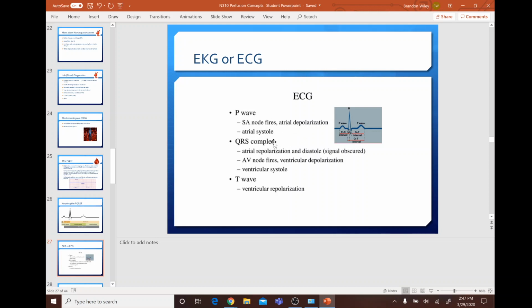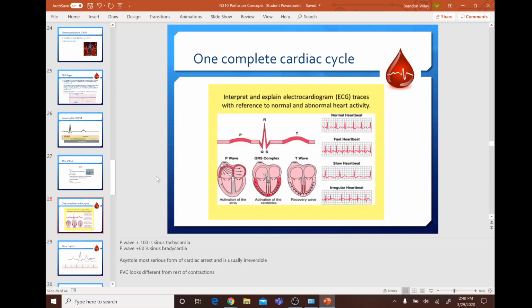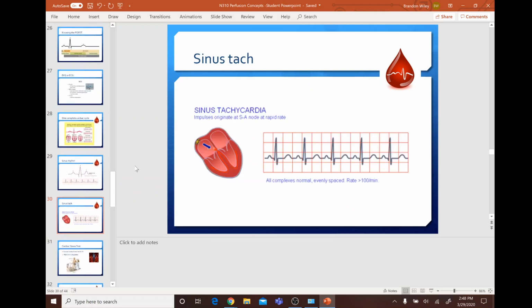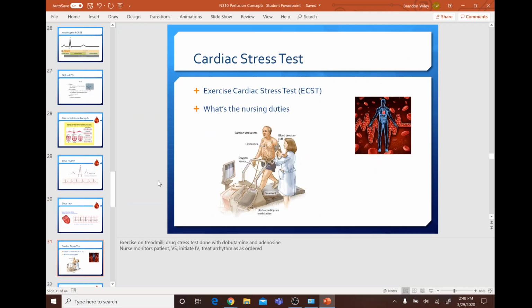What's the QRS complex? The atria is relaxing, and then the AV node fires, and the ventricle contracts too. And then what do you think the T wave is? It's the ventricle relaxing. Pretty easy. So what's the most serious form of cardiac arrest? It's usually irreversible. Asystole, we know that. So, sinus tachycardia, what's the rate? Greater than 100, we know that, okay? Not hard.